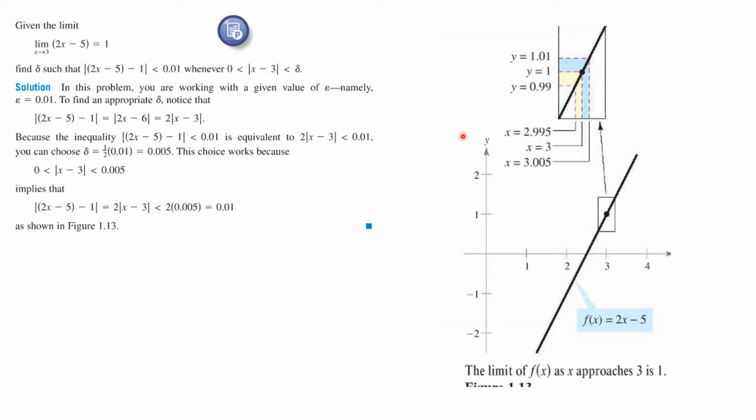0.005. Now you can also notice that if I take the absolute value of 2x minus 5 minus 1, that's really equal to 2x minus 6 in absolute value. And I can factor a 2 out of each one of those and pull it out, so I have this.